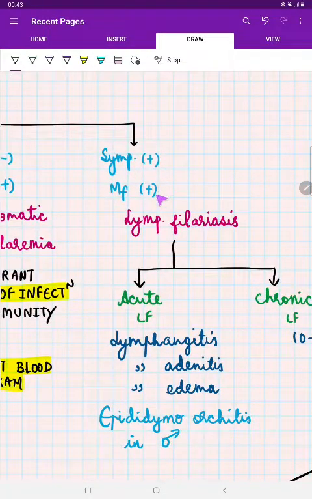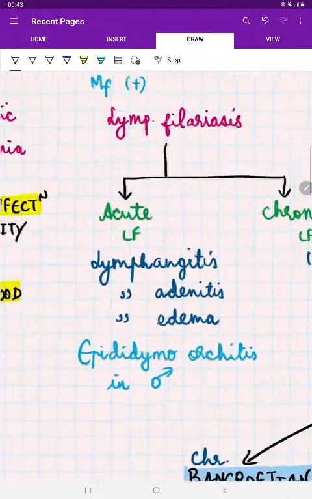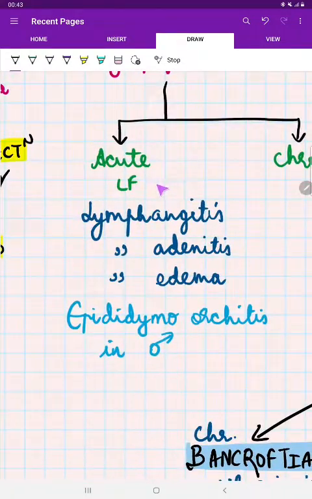Next, symptoms are present and microfilaria is present. Yes, that is acute lymphatic filariasis. In acute lymphatic filariasis, what happens? The adult nematode worm obstructs the lymphatic vessels and glands. That results in lymphangitis, where the vessel is inflamed, and lymphadenitis, where the lymphatic glands are involved. Because of the obstruction of the lymphatic glands and vessels, the flow is obstructed, resulting in lymphedema. In males, it manifests as epididymo-orchitis.